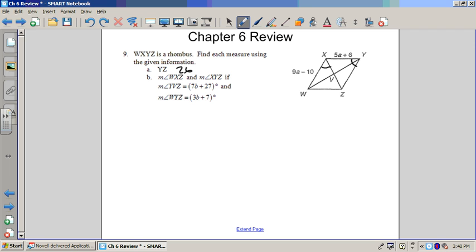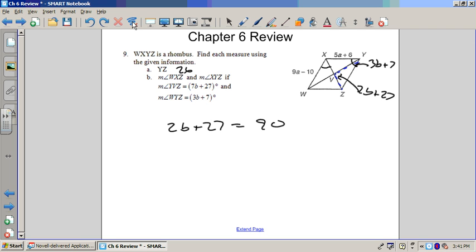if the measure of YVZ equals 7b plus 27, and the measure of WYZ, this little piece here, equals 3b plus 7. Okay, they're putting a little trick on us here, but the thing we know about rhombuses, or rhombi as I like to call them, is the fact that their diagonals bisect each other. So the measure of YVZ, the measure of this angle, has to be 90 degrees. So I'm going to be able to say 7b plus 27 is equal to 90.